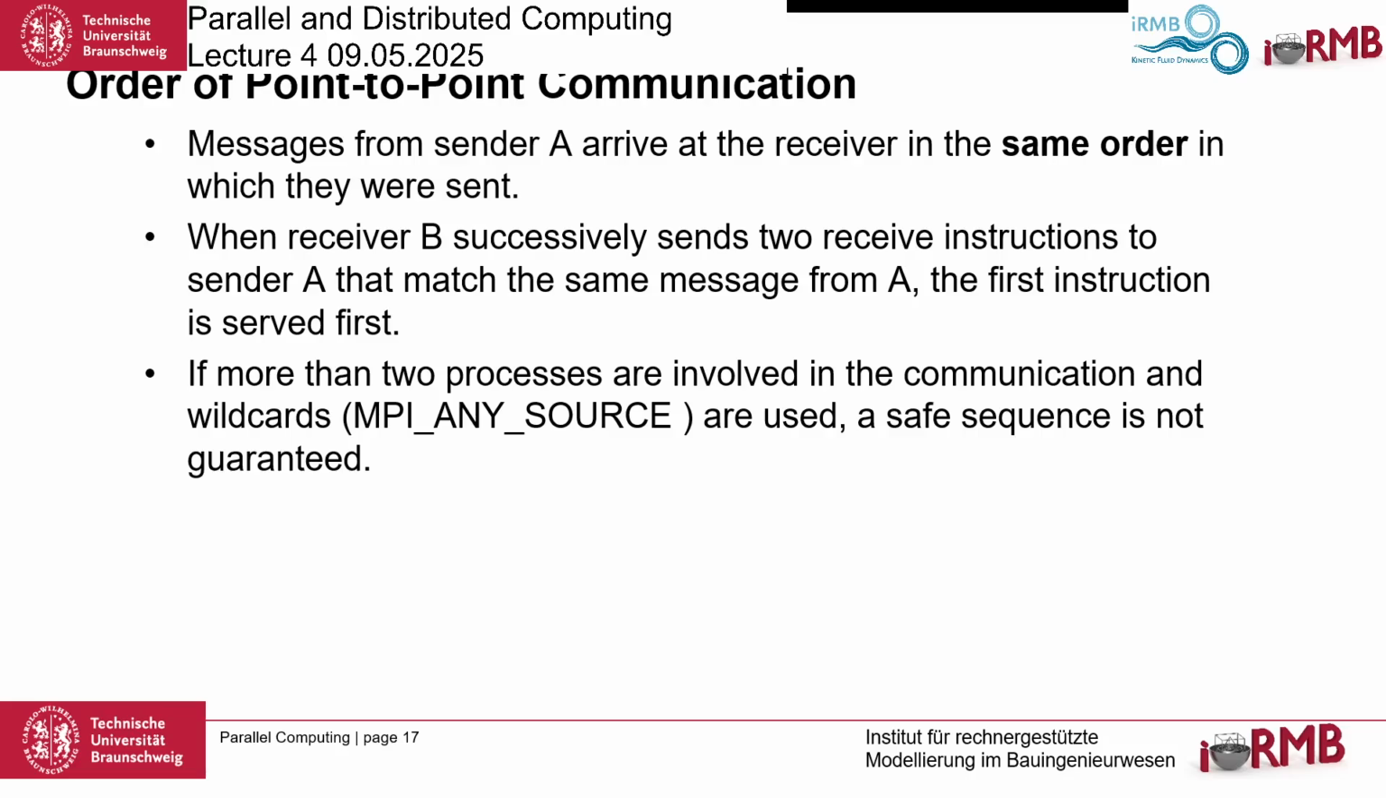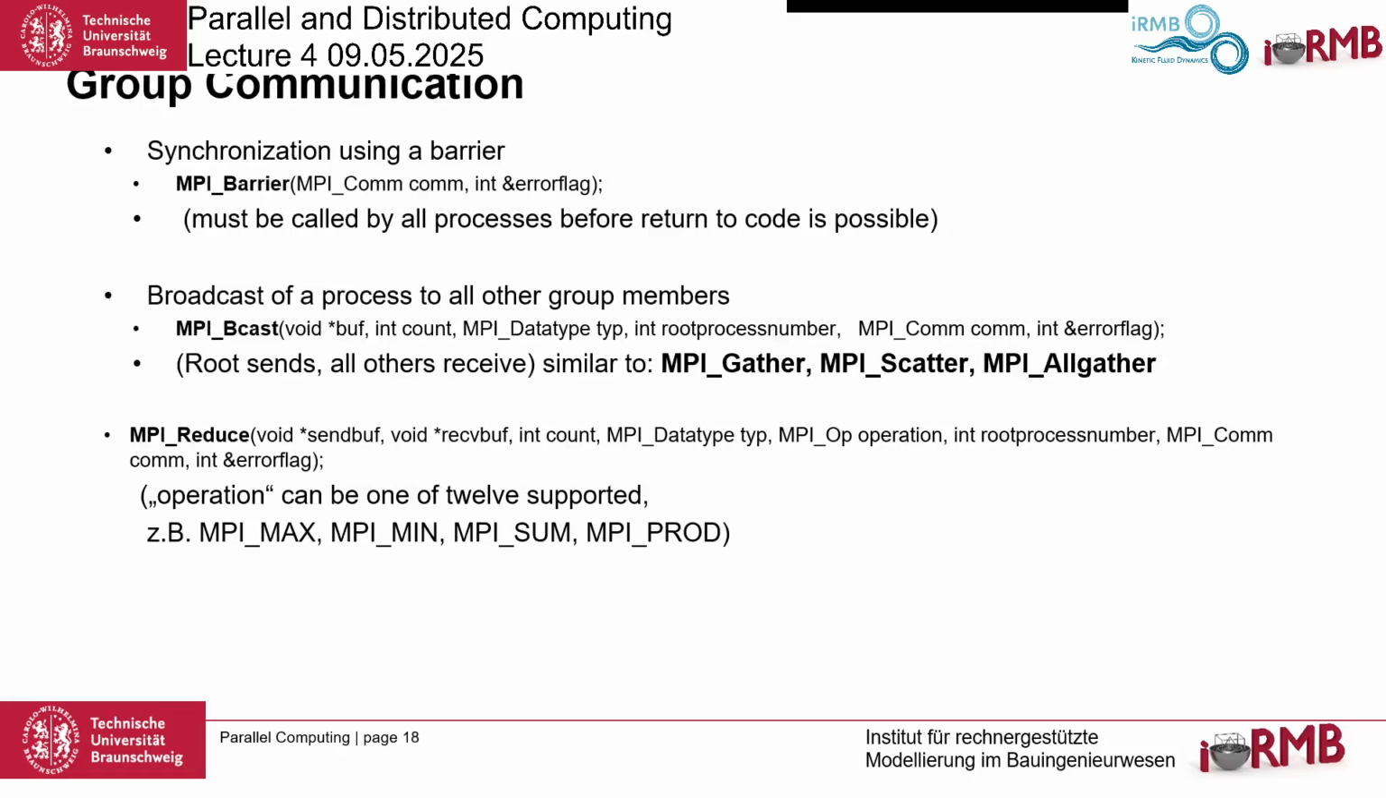If more than two processes are involved in the communication and wildcards are used, so any source, then it's not clear what happens. We usually have to specify where things are coming from, but you can also say we don't care, give it to me from any source. Then the one that comes first is served first. And then we come to the other topic, that is group communication.